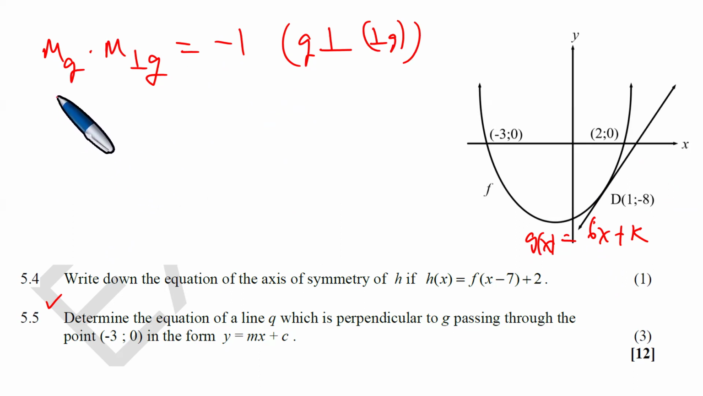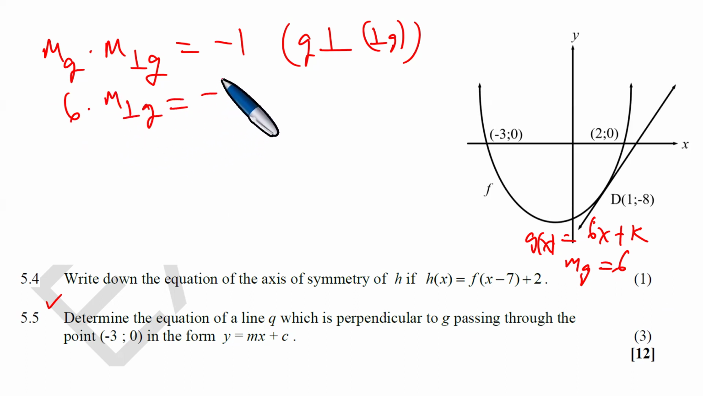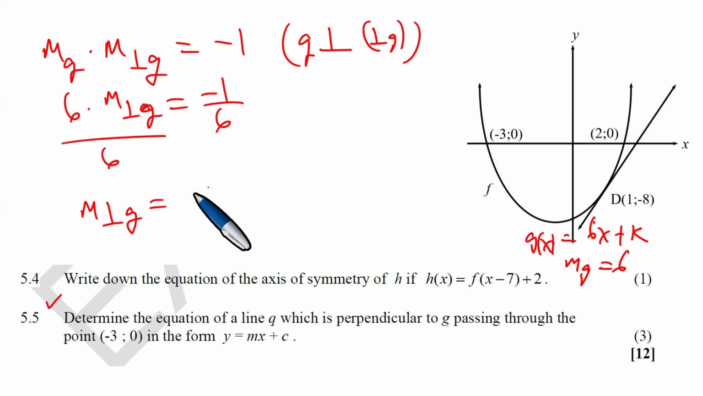Now, the graph of G has the gradient 6. So you're going to have 6 times the gradient of the graph perpendicular to G, and the result is -1. Divide both the left and right by 6, which means that the gradient of the graph perpendicular to G is -1/6.